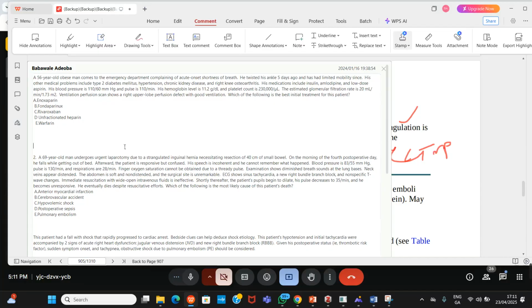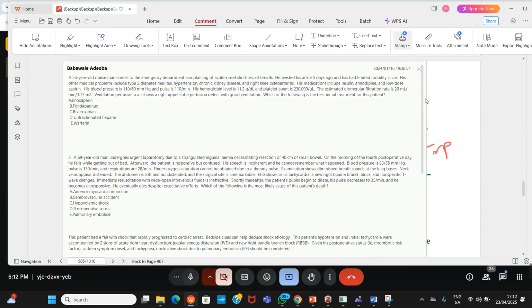So a 56-year-old obese man comes to the emergency department complaining of acute onset chest pain and shortness of breath. He twisted his ankle 5 days ago and he has had limited mobility since. Other medical problems include type 2 DM, hypertension, CKD, right knee osteoarthritis. His medications include insulin, amlodipine, low-dose aspirin. Blood pressure is 110, pulse is 110, hemoglobin is 11.2, platelets are 230K. The estimated GFR is 20. Ventilation perfusion scan shows a right upper lobe perfusion defect with good ventilation. Which of the following is the best initial treatment for this patient?